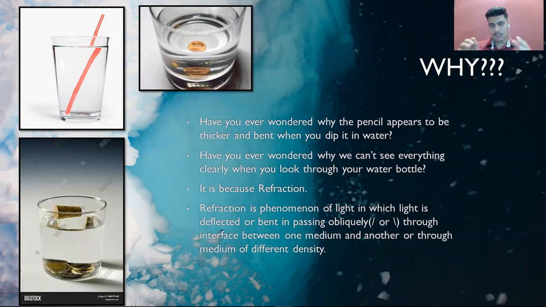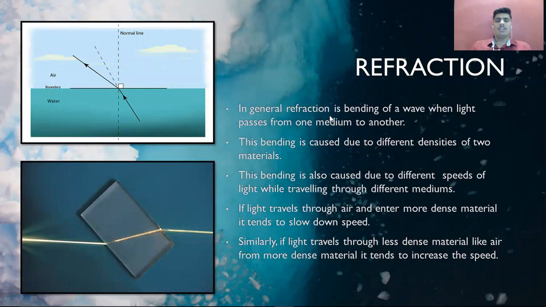Refraction is the phenomenon in which light is deflected or bent when passing obliquely through the interface between one medium and another, or through media of different densities. In general, refraction is the bending of a wave when light passes from one medium to another. In this example, here is water and here is the air, and this is the boundary where air and water meet, and this is the normal line. Here a light ray is passing, and this is supposed to be its original path, but it's slightly deflected by an angle from the original path. This is basically known as refraction.